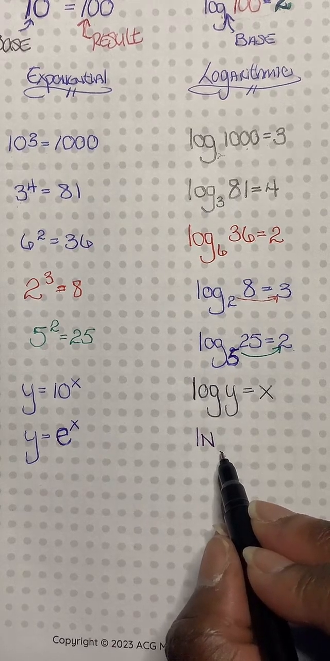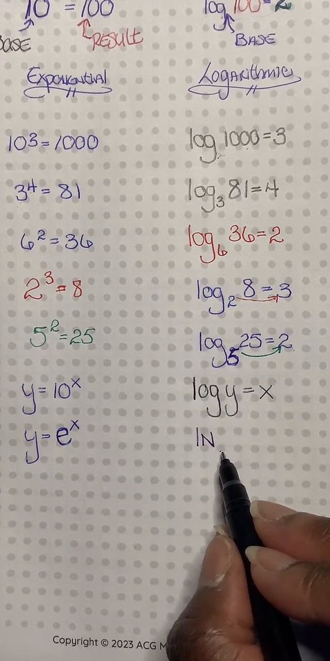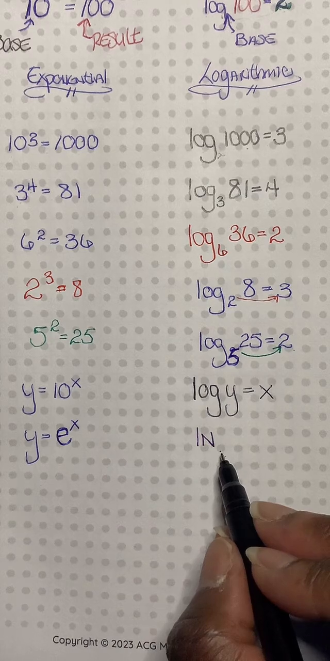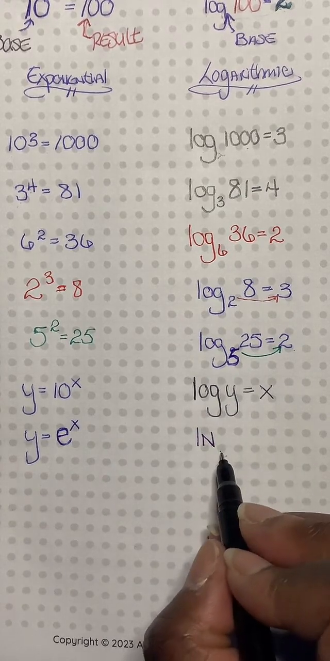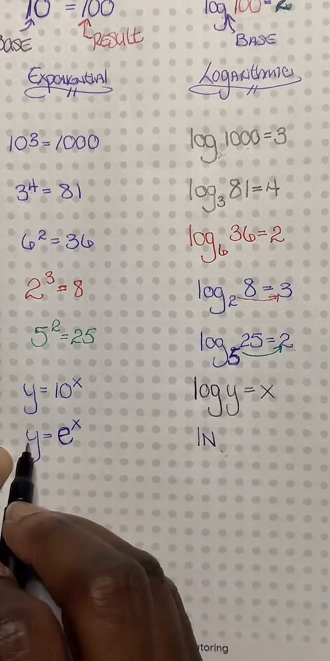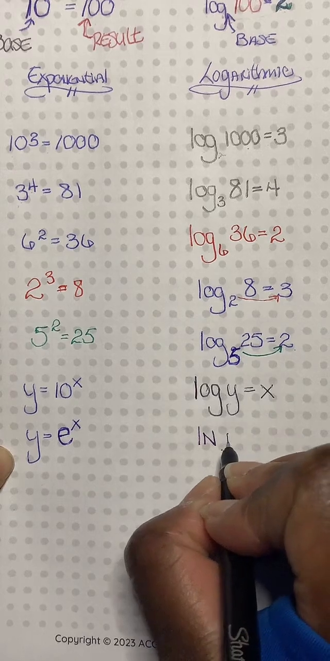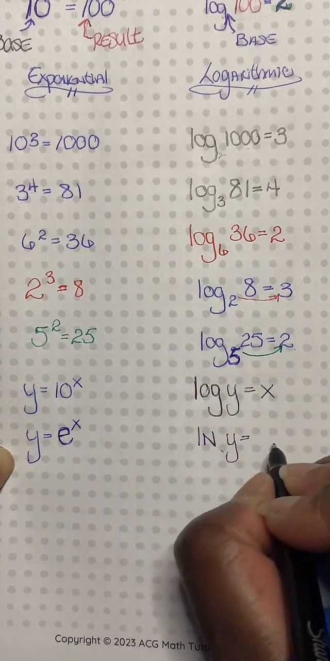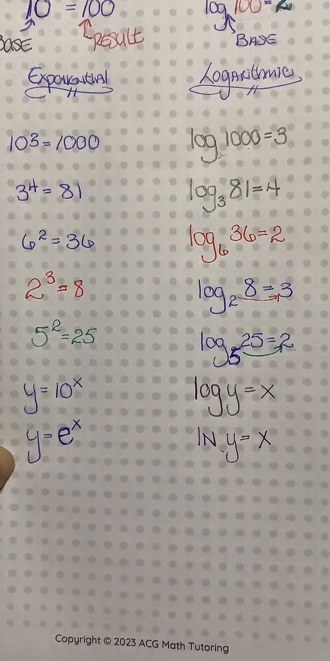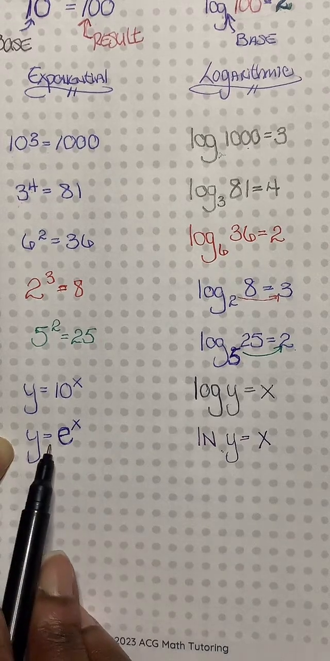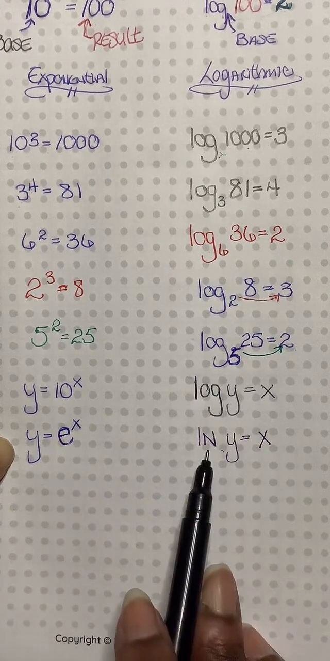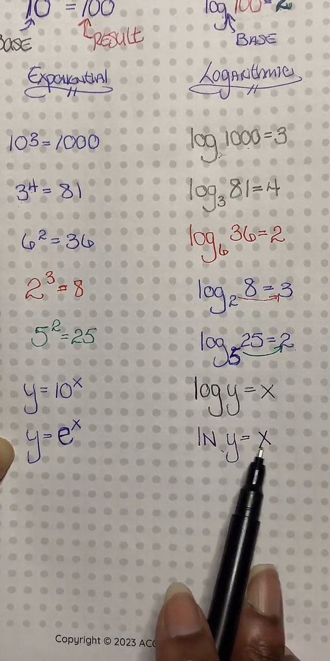Now, e is actually a number, guys. If you put e to the first power in your calculator, you're actually going to see a number. So with this, we don't have to write the base of e, but I do have to write the result, which is y, and then I write the exponent, which is x. So y equals e raised to the x, and its inverse is the natural log of y equals x.